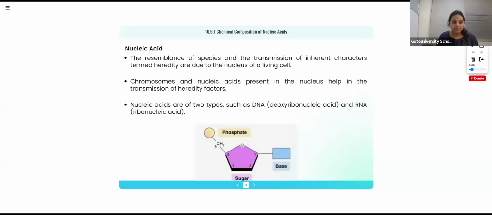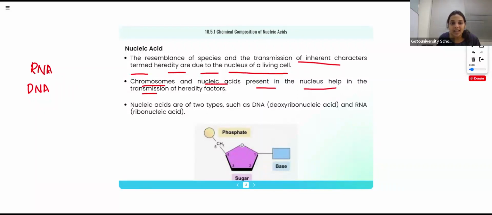Listen, nucleic acids are of two types, we know. They are RNA and DNA, right? See, the transmission of inherent characters in heredity is due to the nucleus of a living cell. Chromosomes and nucleic acids present in the nucleus help in the transmission of heredity factors. What do you mean by that? Generation to generation, the genetic information should be carried, right? So how is this genetic information carried through the generations? It is done by DNA and RNA, meaning the nucleic acids, right?